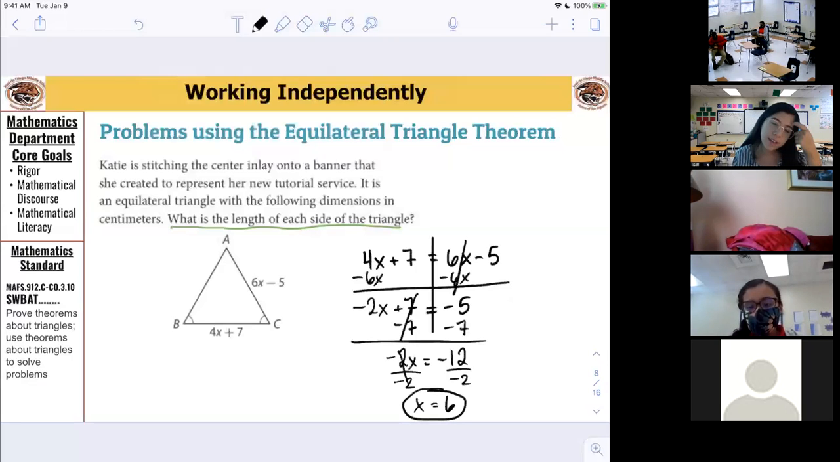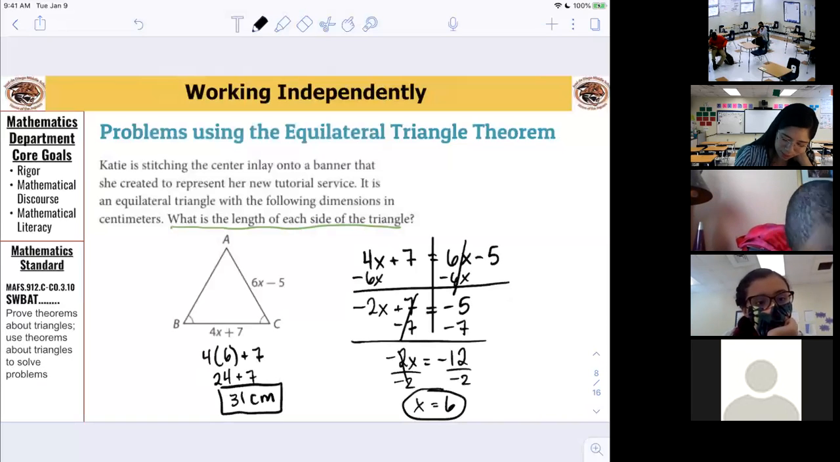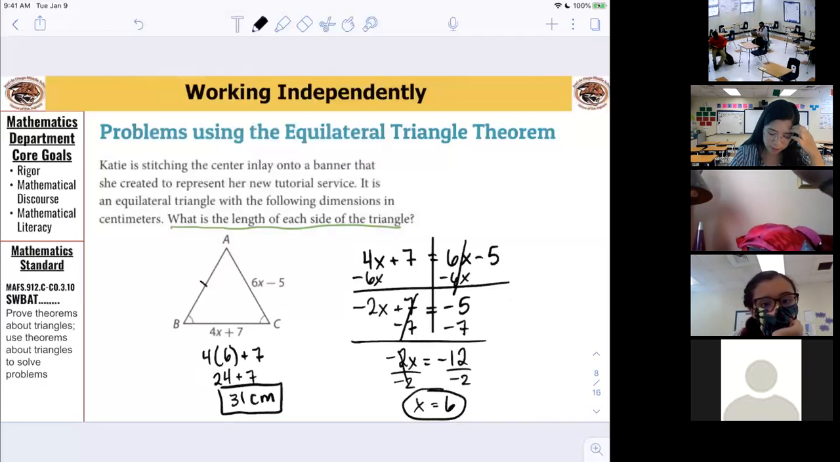All right, so then you plug it back in. X is 6. So 4 times 6 plus 7. What does that give me? 4 times 6 is 24 plus 7, 31. So each side is 31. Do I have units here? Yes, centimeters. So 31 centimeters. This was really simple because as long as you know that all 3 sides are congruent, it's very easy to set up. You only have to solve for one and then you got the entire triangle. All 3 of them are 31.